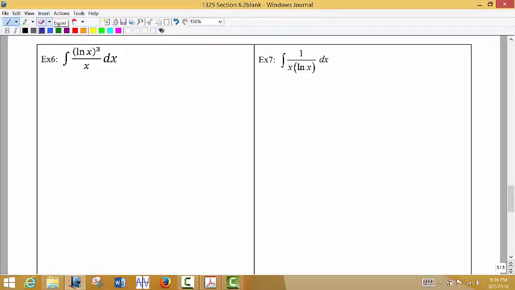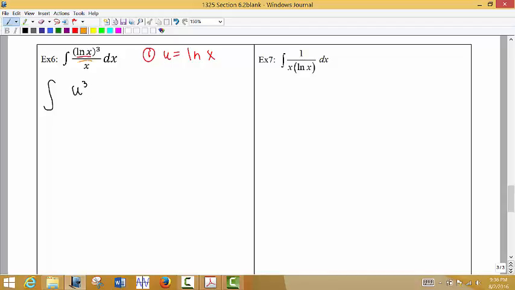Alright, in example 6, we're going to start out by figuring out what we're going to let be u. So do we have a function inside of parentheses raised to a higher power? It looks like yes we do. We have ln of x, or natural log of x. So we're going to let u represent natural log of x. Alright, so let's start doing a little bit of replacement. So now we have u cubed.